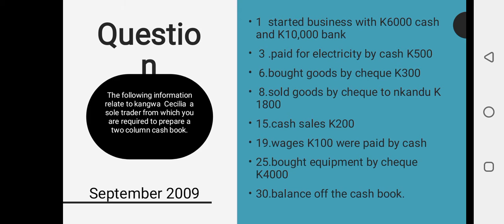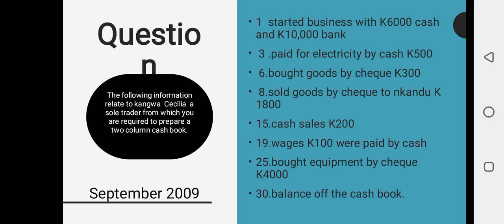So now, when we look at the first one where we are told started business with 6,000 cash and 10,000 bank, which accounts are being affected? We have been told the cash account and the bank account. Correct, guys. That is very correct. Now, what do we do with these amounts? Do we credit or debit the amounts in both accounts? Correct, guys. We are going to debit the accounts with the figures we have been given.